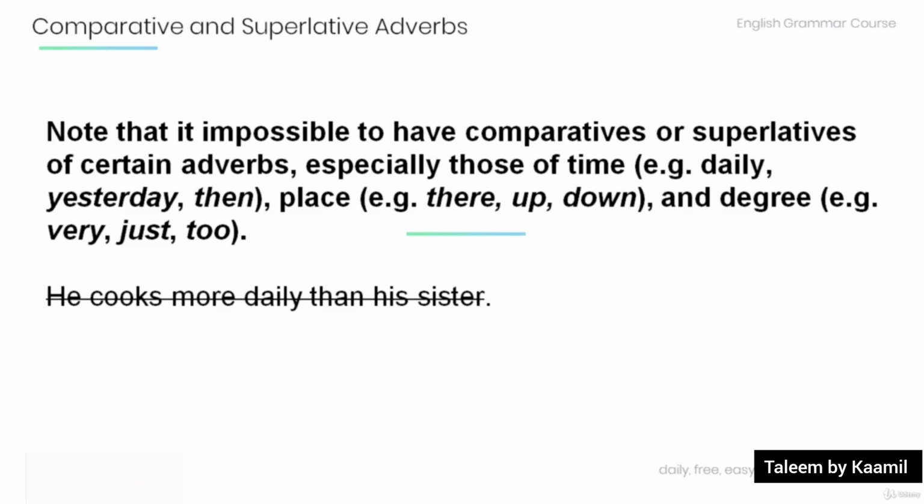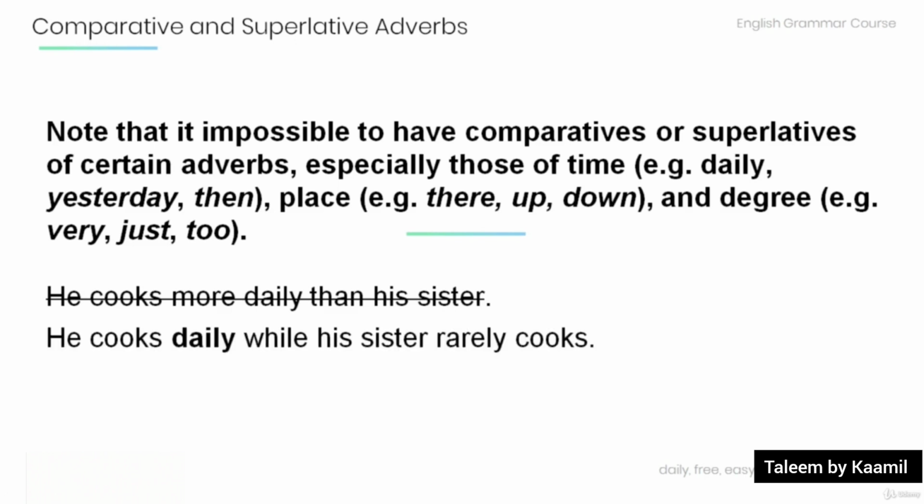Now provide the correct form of the sentence below. He cooks more daily than his sister. He cooks daily while his sister rarely cooks.